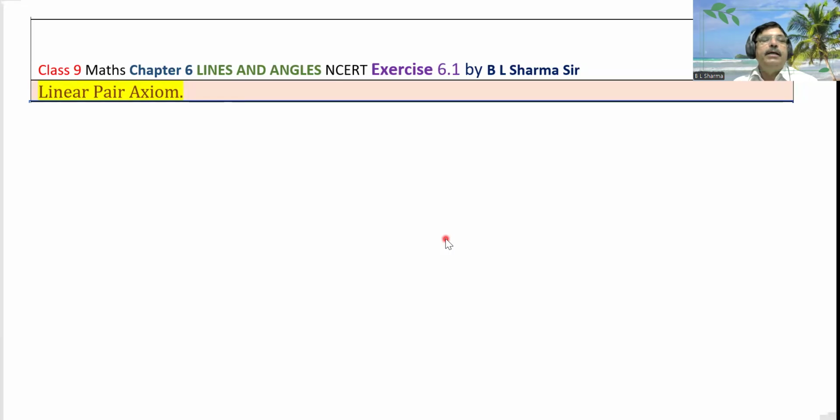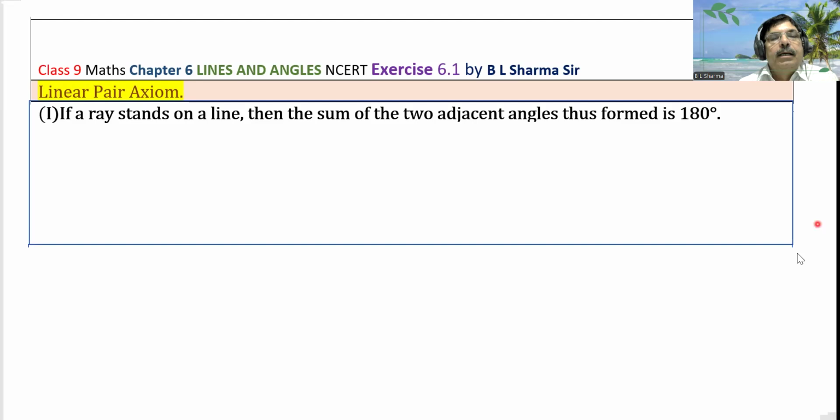Now we come to linear pair axiom. Axioms are actually basic facts taken for granted without proof. These are universal truths. Axioms वो होते हैं जिनको हमें प्रूव करने की जरूरत नहीं पड़ती, यूनिवर्सल ट्रूथ होते हैं. और देखिए क्या है लीनियर पेयर axiom. See, if a ray stands on a line, then the sum of two adjacent angles thus formed is 180 degree. This is the first statement of linear pair of angles and we have to understand through a figure.